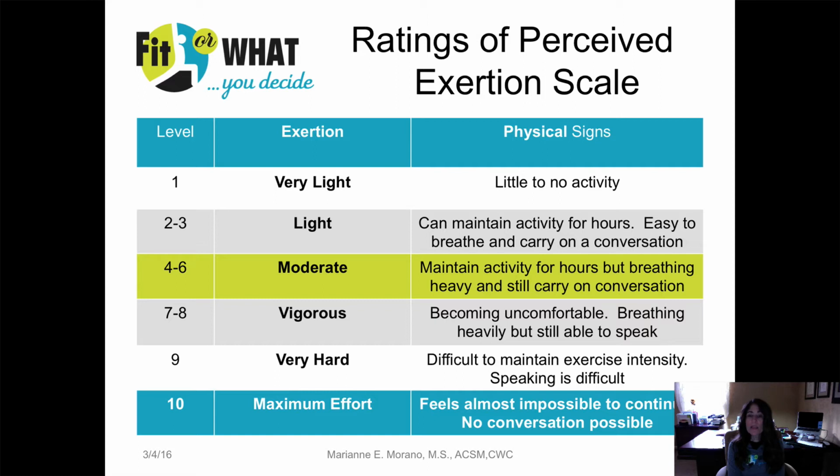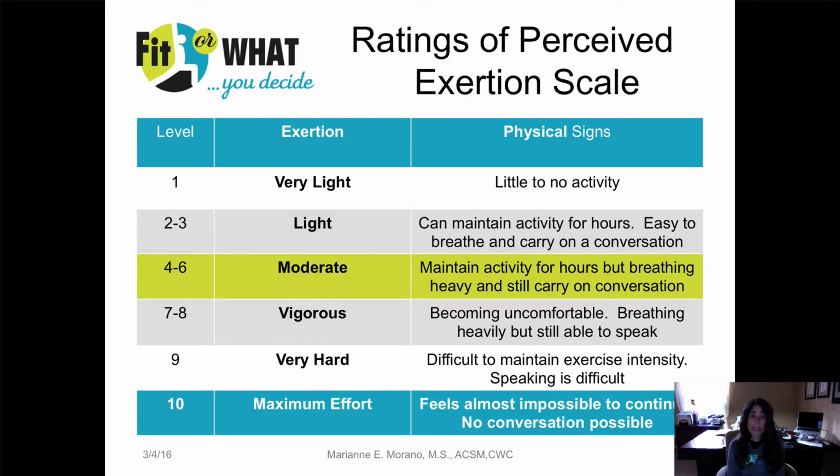2 to 3 is light, means you can go on for a long time, and it's very easy to breathe. You can carry on a conversation, so really not working hard at all. 4 to 6 is moderate. You can maintain your activity indefinitely, but the breathing's getting a little bit heavier. You still can have a conversation, but it's not quite as easy. 7 to 8 is vigorous, and it's becoming uncomfortable, and you're breathing heavy, but you're still able to talk. And if we're at a 10, we're at a maximum effort. Really, it's impossible to continue. Can't exercise anymore, can't have a conversation. You're pretty much done.